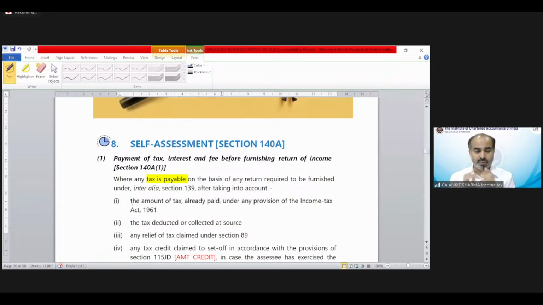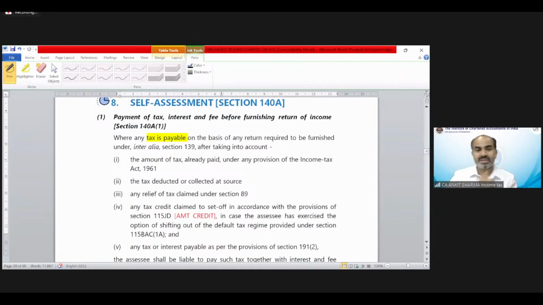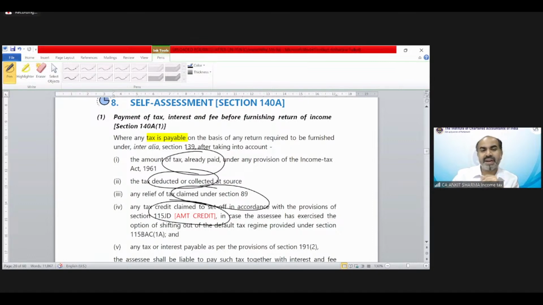In the form of TCS, in the form of advance tax, in the form of TDS, etc. So whatever is your tax liability at the time of filing of your return, whatever is your assessed tax, you have to deduct your TDS, advance tax, MAT credit, AMT credit, then relief, etc. The amount of tax paid already needs to be deducted: the TDS, relief, AMT credit, any other tax paid in section 191(2).